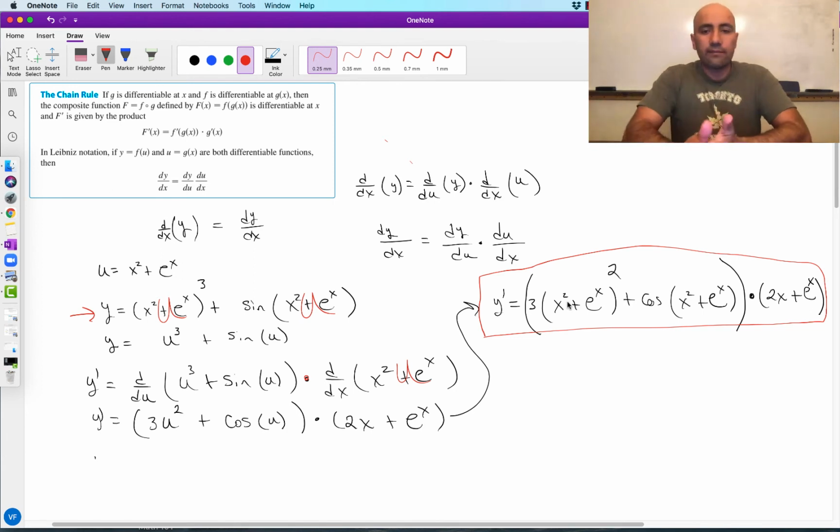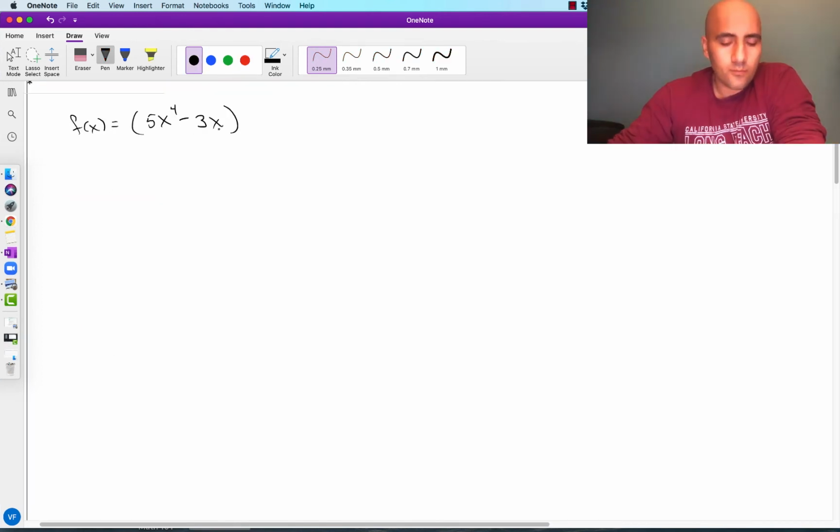Okay, let's do some more examples. Let's say f of x is equal to 5x to the 4th power minus 3x to the power of 7 over 2. Again, we have to think of this as a composition of functions, the inside function and the outside function. So I'm going to consider all of this to be u, one giant u to the power of 7 over 2. So u is 5x to the 4th minus 3x. I'm just going to keep that in mind.